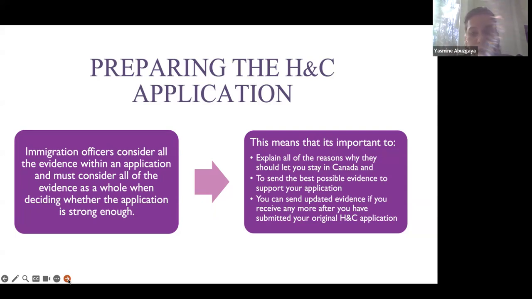And it's also important to know that even after you've sent the application package, at least for the first stage, you can continue to update evidence as you receive more and as you collect more evidence in support of your application.